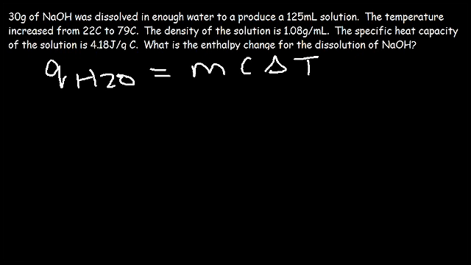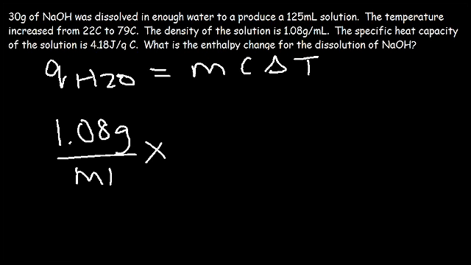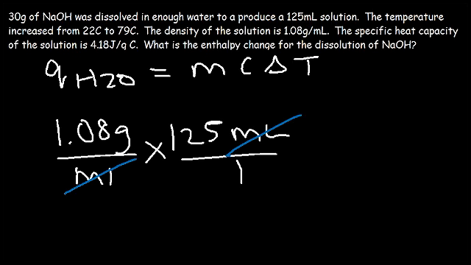So what is the mass of the water, or the mass of the solution? For the most part, the solution is made mostly of water. So the water molecules are absorbing most of the energy. The mass of the solution can be found by multiplying the density of the solution by the volume of the solution. So notice that the units, milliliters, cancel. So it's 1.08 times 125.